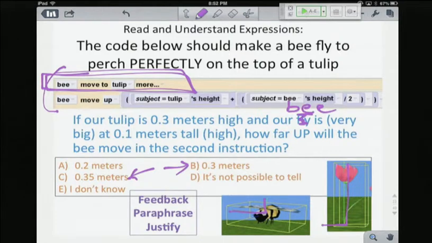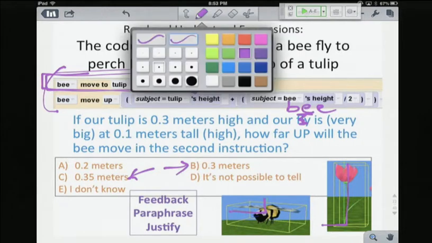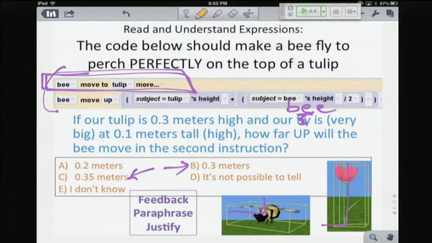So when we do the first instruction, bee, move to tulip, that's going to make the bee move. That's going to make the bee's center overlap with this center. So the bee's center was in the middle, and because the center of the tulip is at the very bottom, that's going to make the very center of the bee go to the very center of the tulip, so the bee is going to be halfway underground. Or moreover, his center is going to be right at the bottom of the stem.